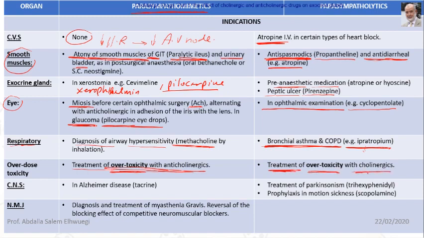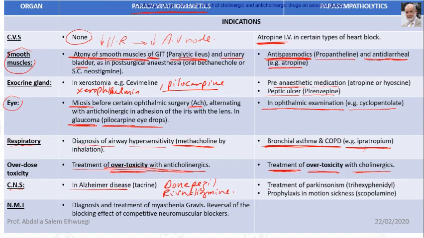On the CNS, we said cholinomimetics are used in treatment of Alzheimer disease, and we have taken the example of anticholinesterases: donepezil and rivastigmine. These both anticholinesterases improve memory in case of Alzheimer disease.